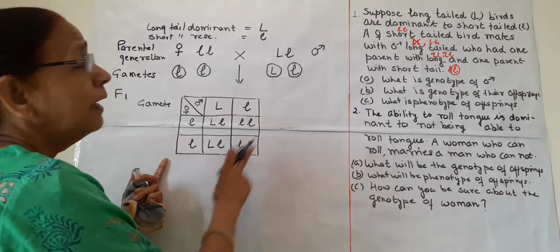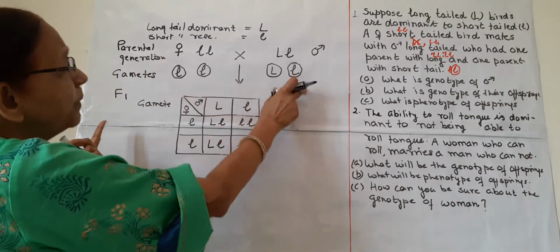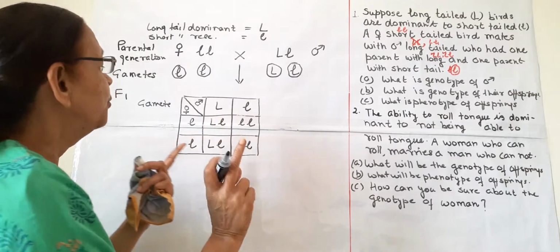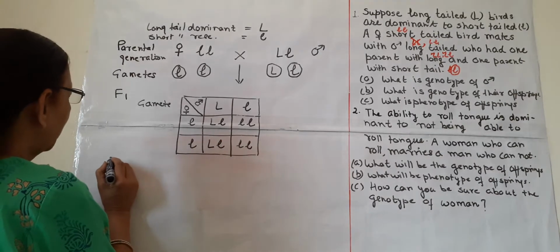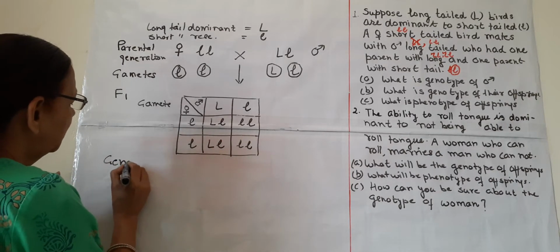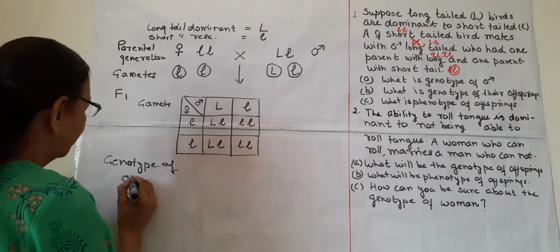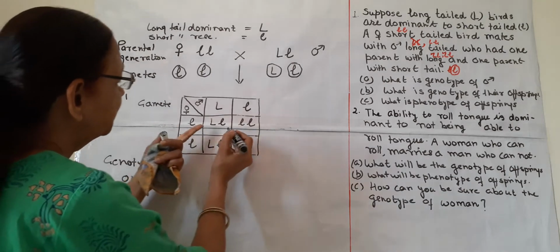But here F2 is not asked, only the offsprings of these parents is asked. So only up to F1 we have to do. So what is next? We have to write the genotype of offsprings.